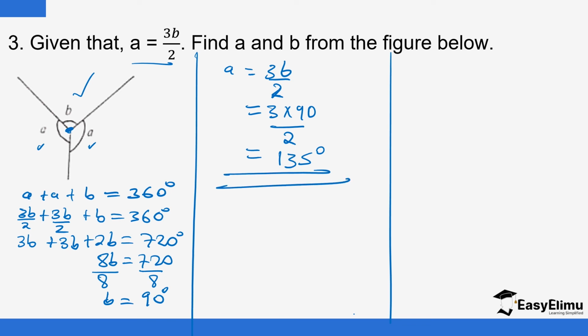Because 2 goes into 90 45 times, and 45 by 3 is 135 degrees. Because B is given as an angle, A is also given as an angle. So as you state the value of A, you state it with the units as well.